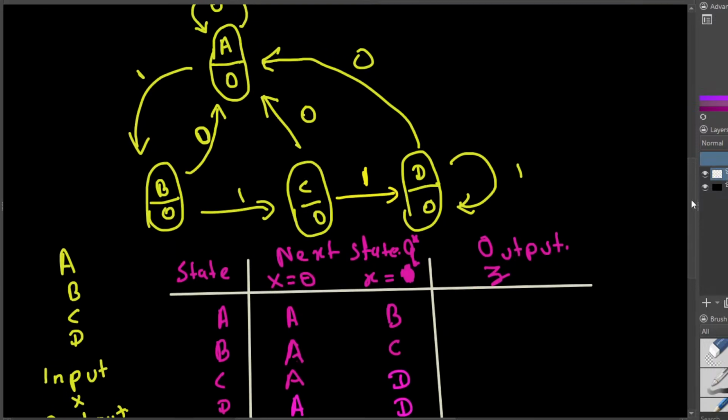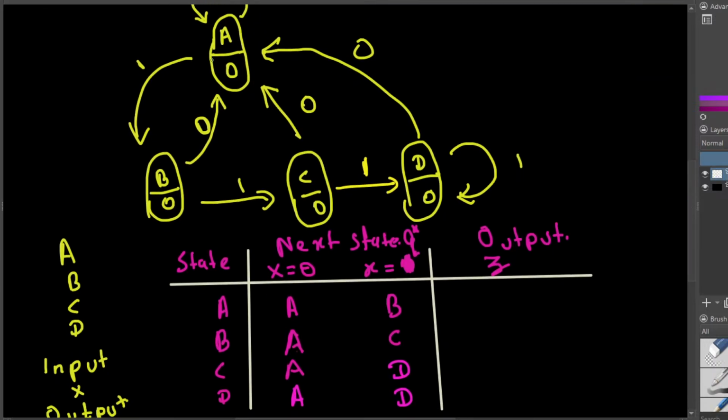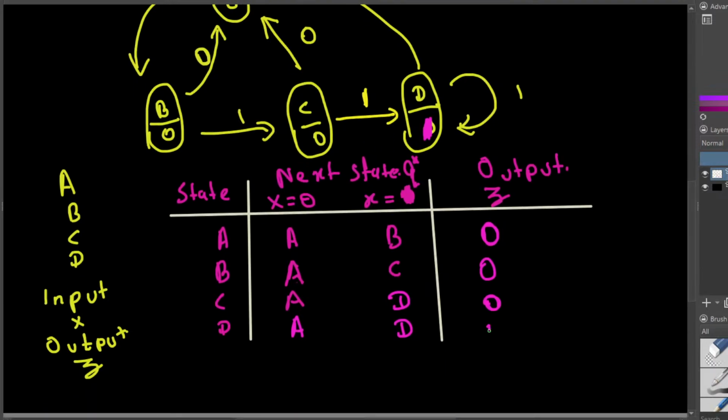Let's look at the output. Output is basically the values you see below each state. For A, no matter what you input, the output is always going to be 0. So this is 0 right here. And for B, no matter what you input, the output is always going to be 0. And for C, no matter what you input, the output is always going to be 0. And for D, it can be 1 as well. So let's make this one 1. So for D, no matter what you input, the output is always going to be 1.